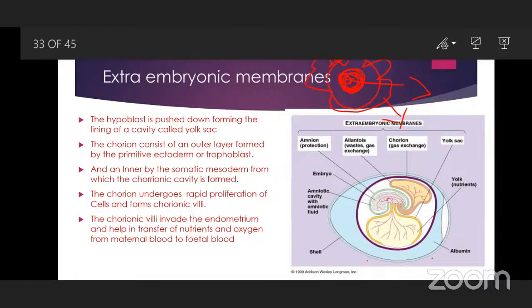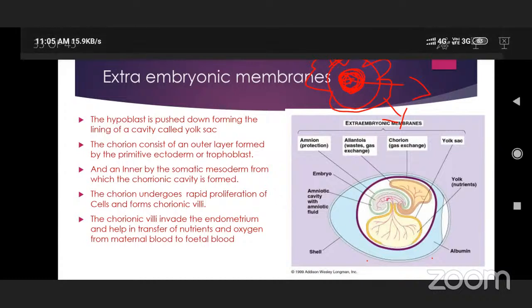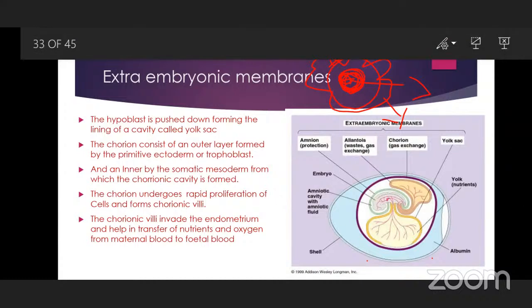The chorionic villi invade the endometrium, that is the wall of the uterus, which is a part of the mother's uterus, a part of the maternal body. So these chorionic villi invade the endometrium and help in transfer of nutrients and oxygen from maternal blood to the fetal blood. So that is the function of chorion. It helps in transfer of nutrients and oxygen from the maternal blood to the fetal blood.